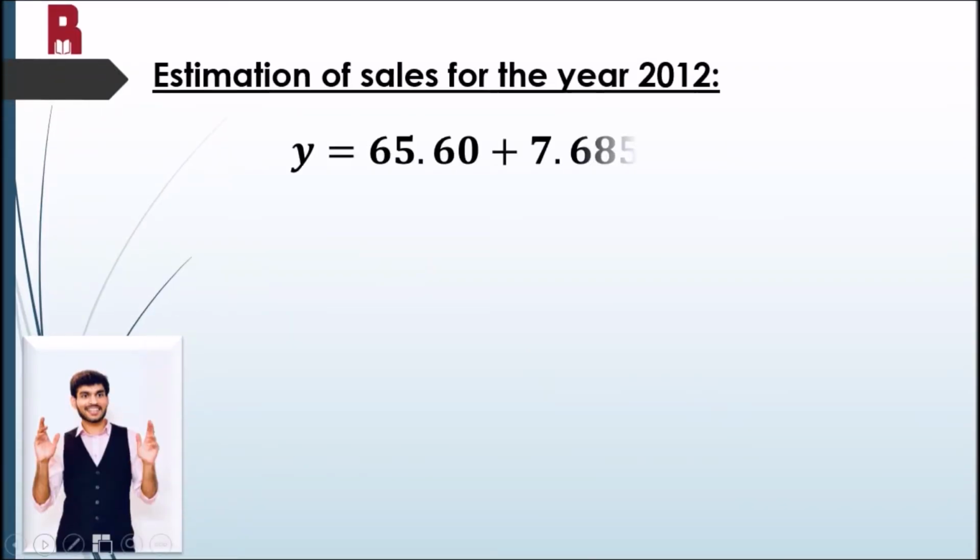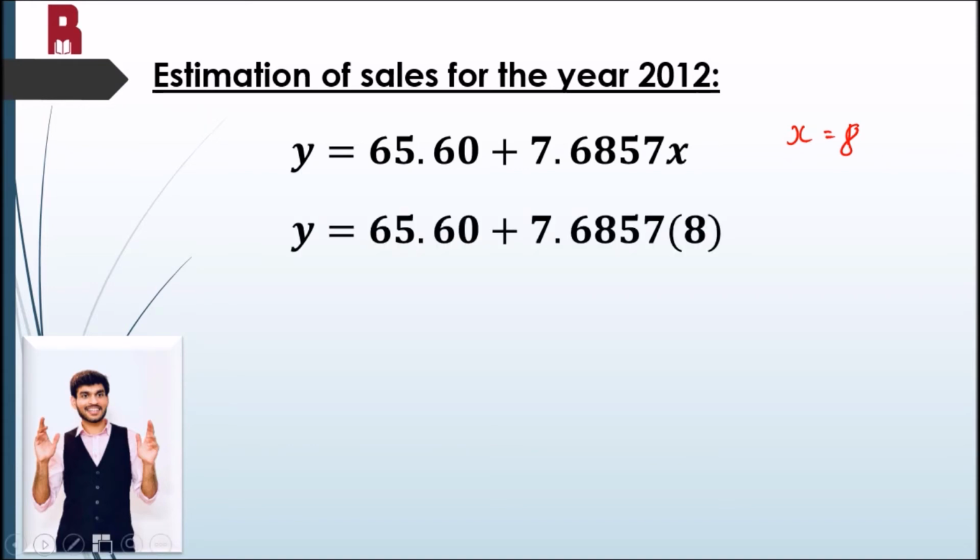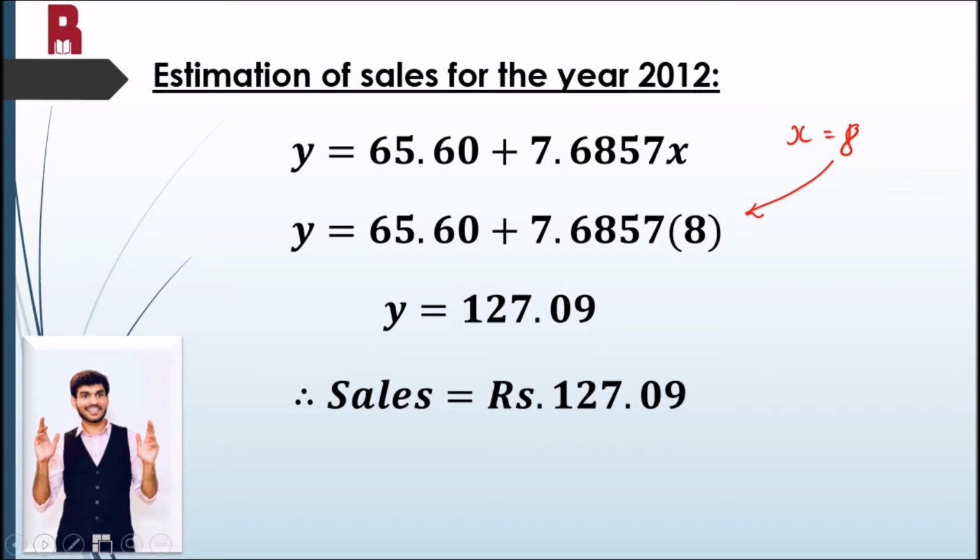Now to estimate the sales, we would use the same regression line y is equal to 65.60 plus 7.6857 into x. Our x, remember, is 8. So substituting the value, y is equal to 65.60 plus 7.6857 into 8. Finally, y is equal to 127.09. Therefore, sales for the year 2012 is rupees 127.09.